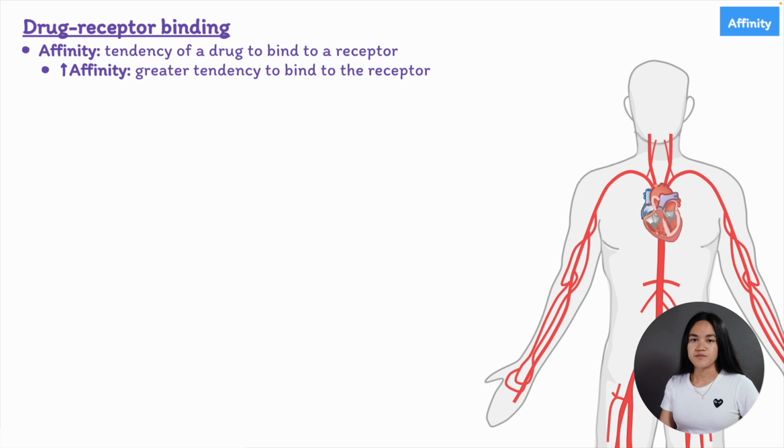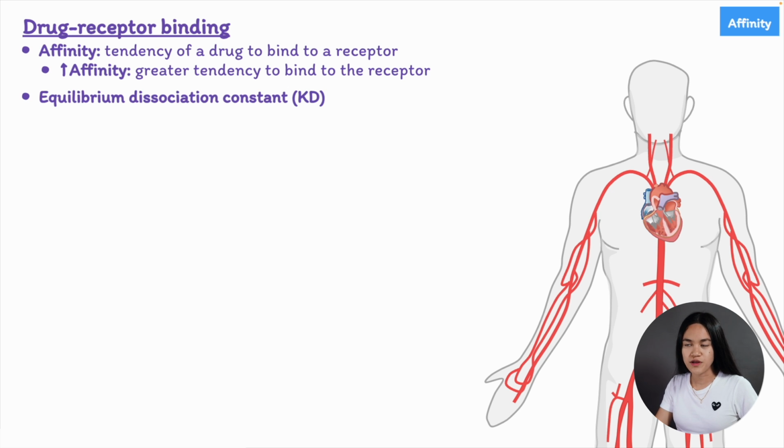But the question is, how do we measure this? So to measure the affinity between a drug and its receptor, we use a parameter known as the equilibrium dissociation constant, KD. So this value quantifies the affinity by representing the concentration of drug at which half of the receptors are occupied. Okay, so in simpler terms, a lower KD indicates a higher affinity between the drug and the receptor.